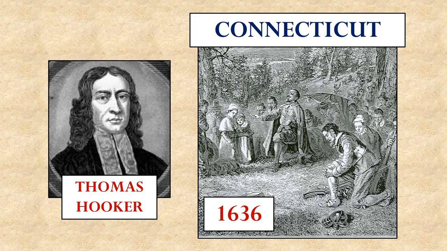Back up in New England, where the Massachusetts colony was founded, a man named Thomas Hooker decided to take some settlers and move off into what is now Connecticut in 1636. They found a valley there where they thought they could be prosperous and have bigger farms, and this then became the colony of Connecticut.